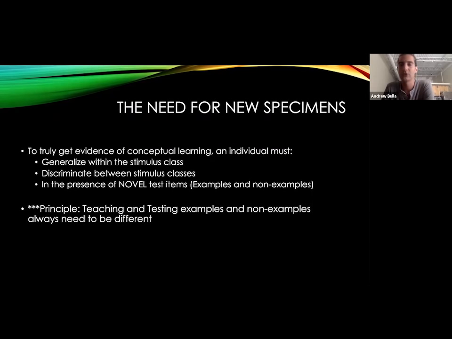Okay. So we talked about that there has to be stimulus generalization within the class, stimulus discrimination between stimulus classes. For us to be sure that the learner has acquired conceptual behavior, there's a need for new specimens. To truly get evidence of concept learning, an individual has to generalize within the class, discriminate between the stimulus classes, in the presence of novel test items, both examples and non-examples.